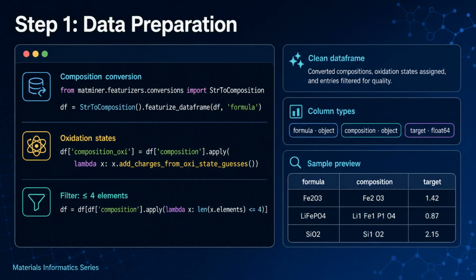Start by converting formula strings to pymatgen Composition objects using str_to_composition. Handle oxidation states if your featurizers need them. Filter compositions by element count if needed. Some featurizers struggle with single element or very complex compositions. Verify column types and clean any remaining issues.